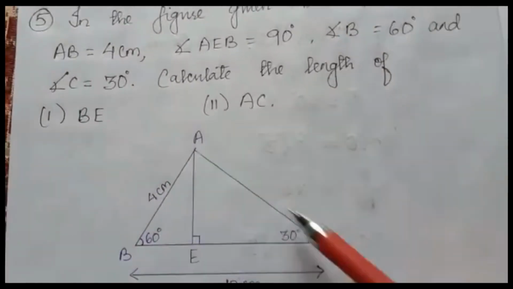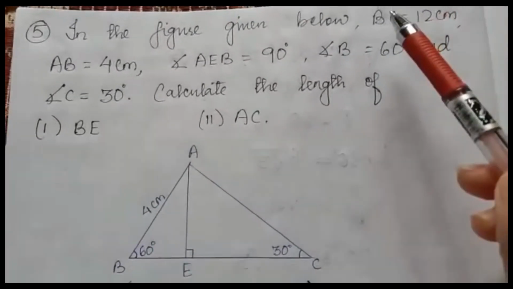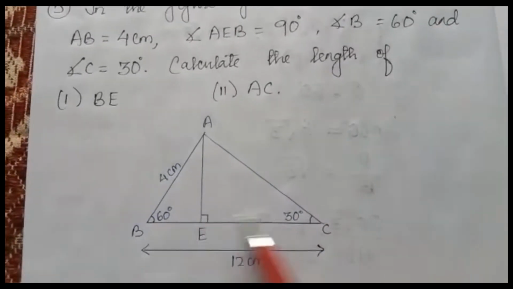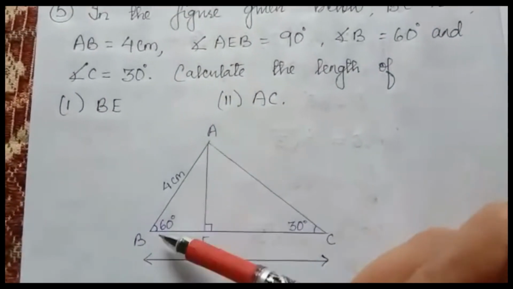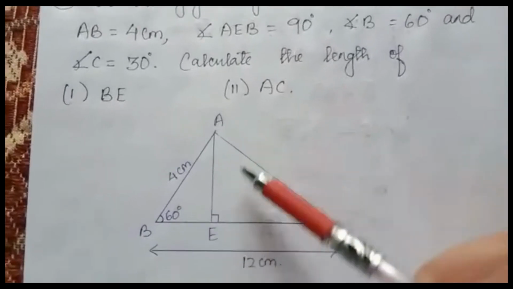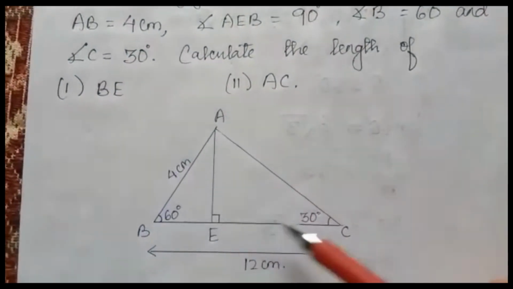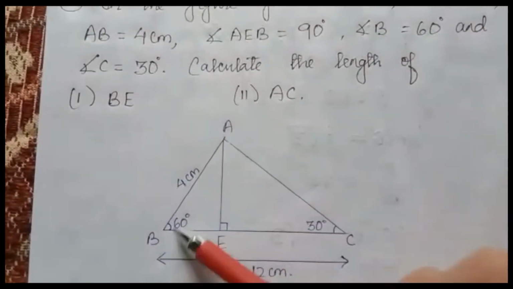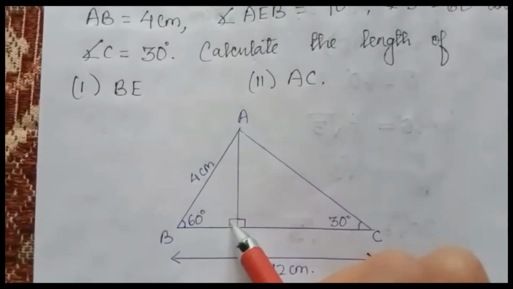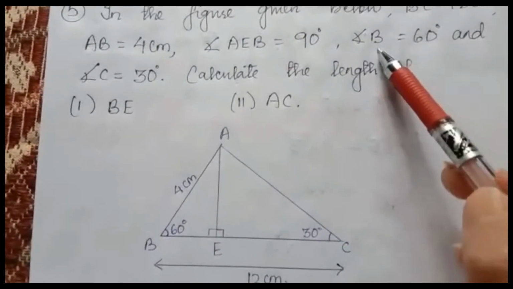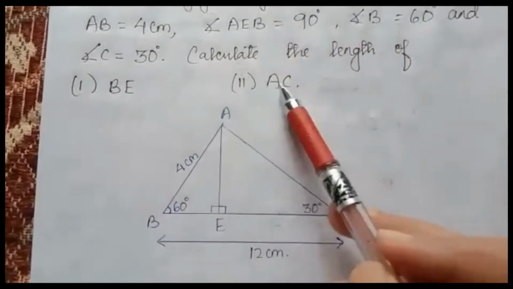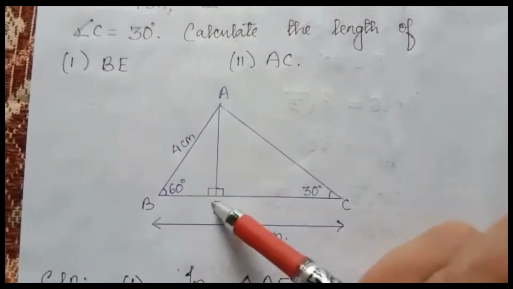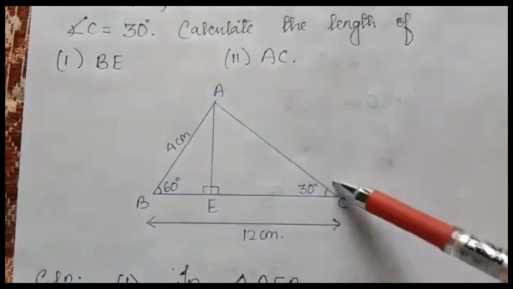So here the diagram is given in the question, and it is given BC is 12 centimeter, AB is 4 centimeter, angle AEB is 90, and if this is 90, this side will be 90. Angle B is 60 degree, angle C is 30. You have to find the length of BE and AC.